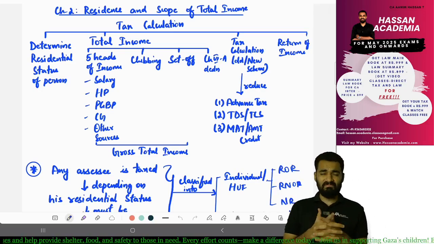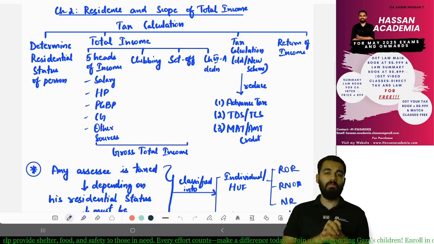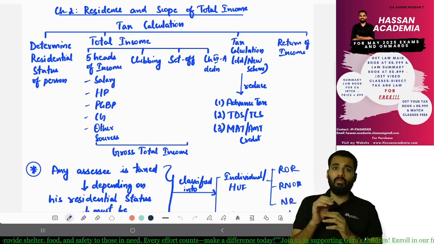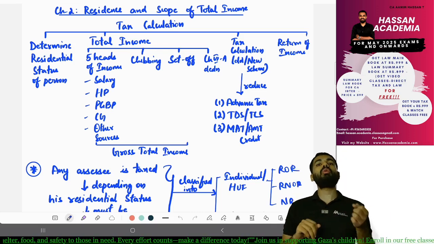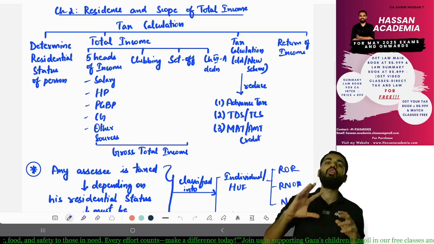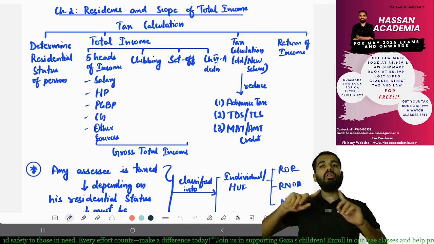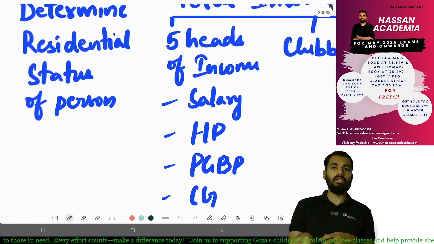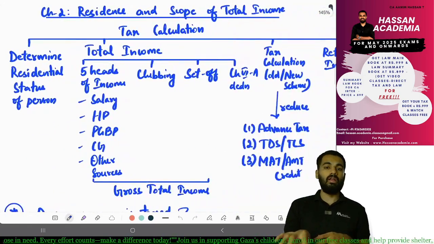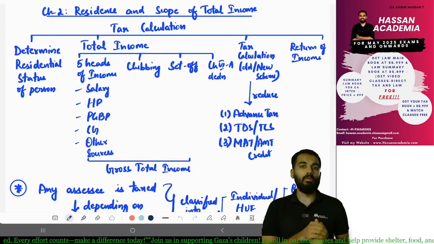So, in this video, we'll revise residential status. For you to determine the total income, calculate the tax, and file the income tax return, all this requires the very first thing you have to determine: residential status. Then only you can determine whether this particular income will fall under the total income or not.